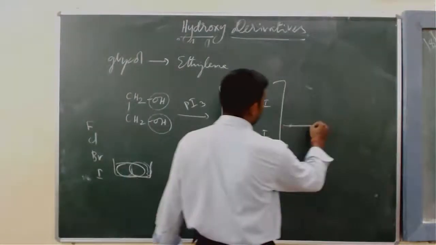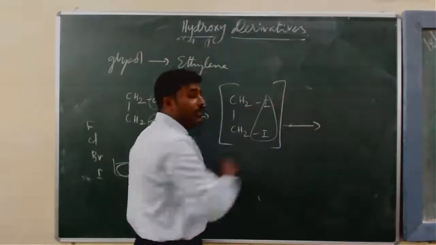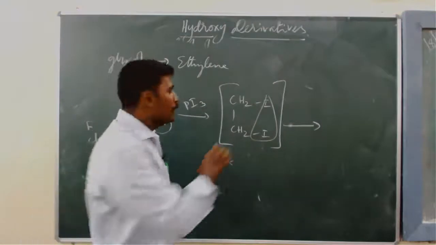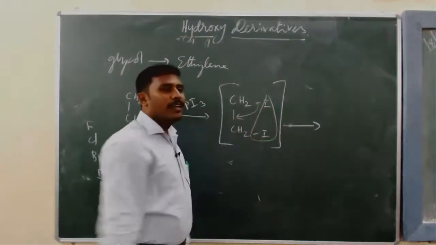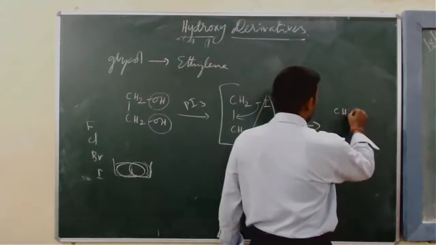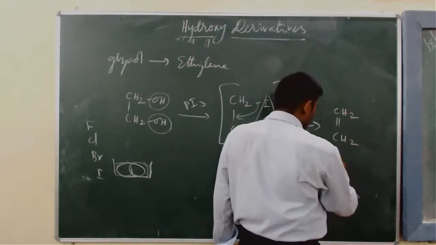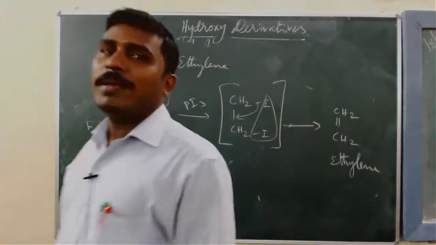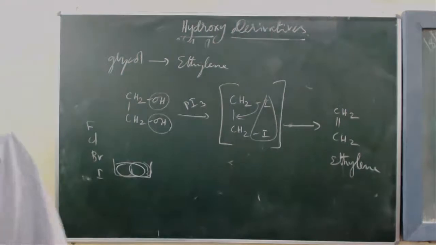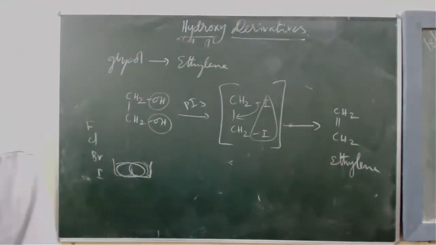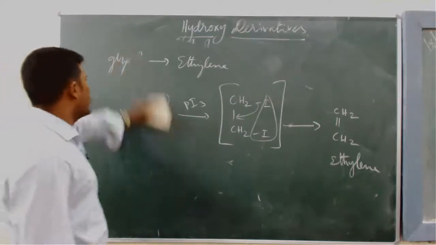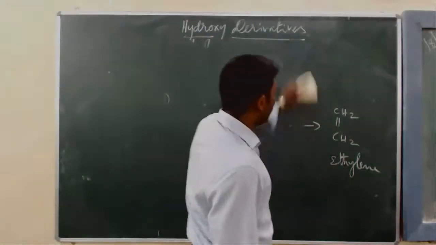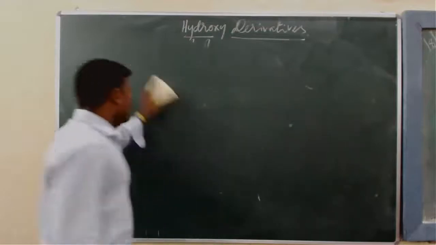So what will happen here? See, removal of iodine. The single bond combines here to make a double bond, forming CH2=CH2, namely ethylene. Do you know how to prepare ethylene from ethylene glycol? Yes or no? Yes, sir. Okay. The next compound: how to prepare dioxane. It is very important for the problem part. Ethylene glycol to dioxane, a ring compound.